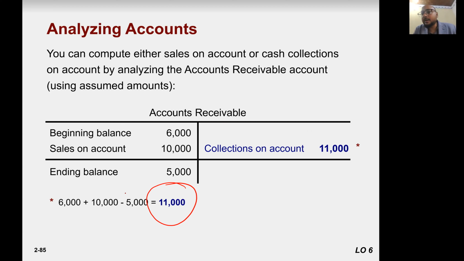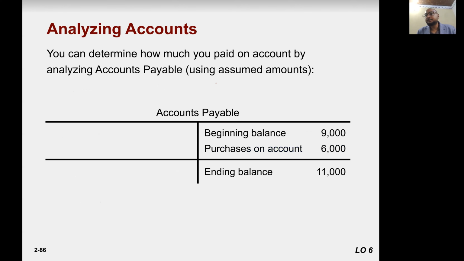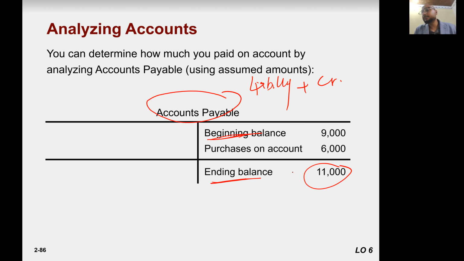You can also find out the plug figure from cash and account receivable. Similarly, you can also find out the plug figure for how much you have paid to the supplier. Account payable balance, right? Here. Accounts payable normal balance, accounts payable is a liability. Liability increase means credit. So that's why the beginning balance is credit and the ending balance is also credit. So why is the ending balance 11,000? Because the debit side is less than the credit side by 11,000. So there must be here how much?